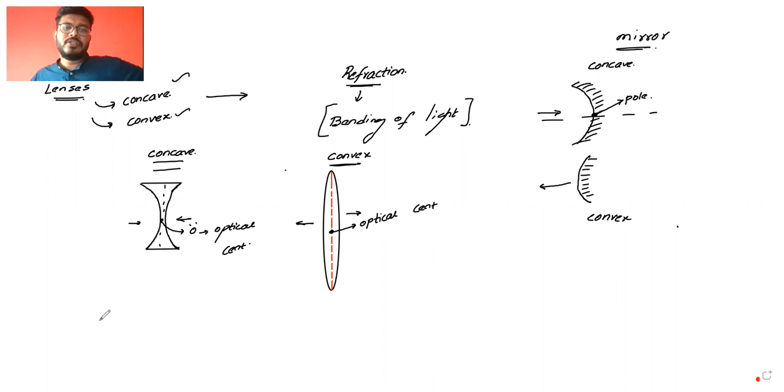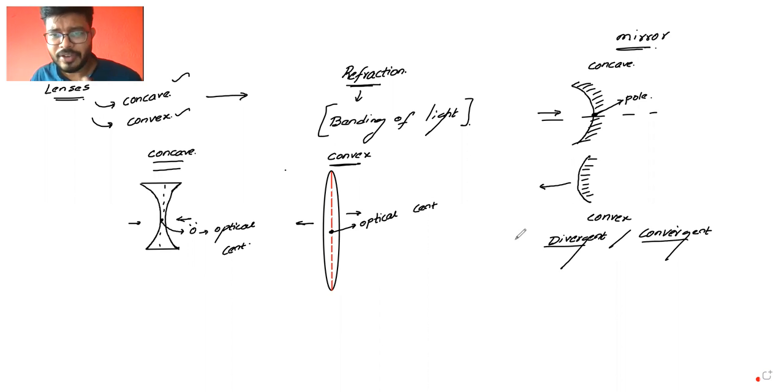Okay, remember. These are the two lenses: one is concave and one is convex. There is a reference point at the center, that point we call your optical center. This is your concave as well as your convex. Now, when we were discussing mirrors, we discussed two things: one is divergent and one is convergent.